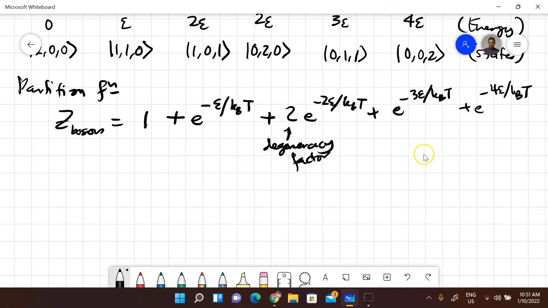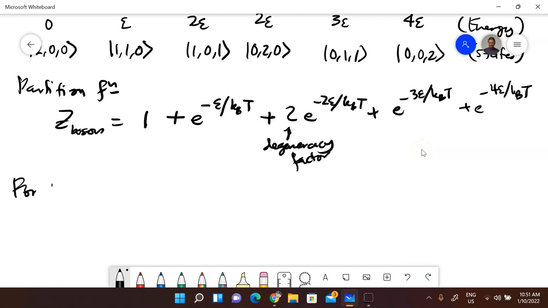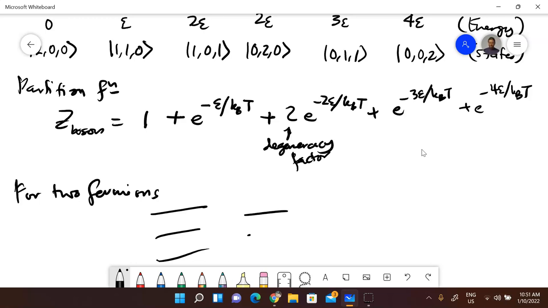Okay, for fermions, for two fermions, there are only 3 possible cases. So remember, they cannot occupy the same state. So one can be at the lowest energy state, and the other should be in the other states. Or it could be this, or it could be this.